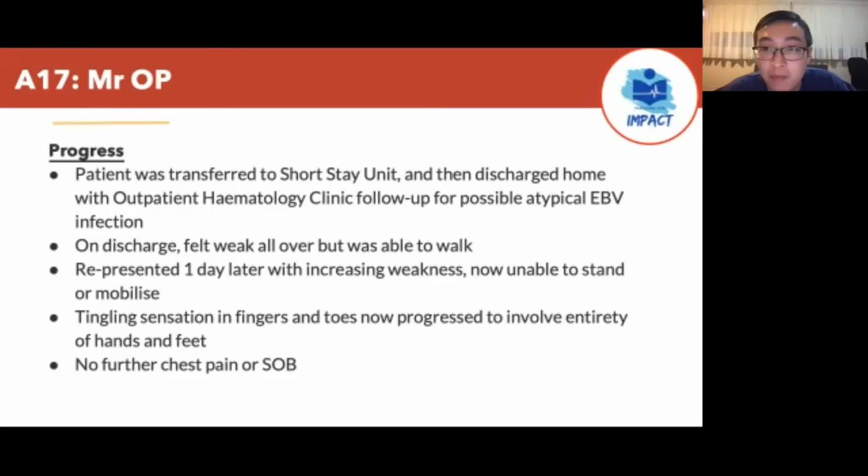Obviously you would feel a bit of lethargy and feel a bit weak. But then the patient went home, represented 1 day later with increasing weakness, and now he's unable to stand or mobilize. If you remember, he initially reported some tingling in the fingers and toes, and that's now progressed to involve the entirety of the hands and feet. He's not had any further episodes of chest pain or SOB. And I think Joshua takes home the gold medal.